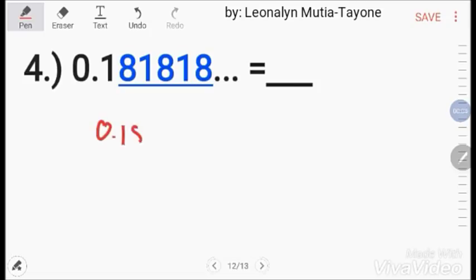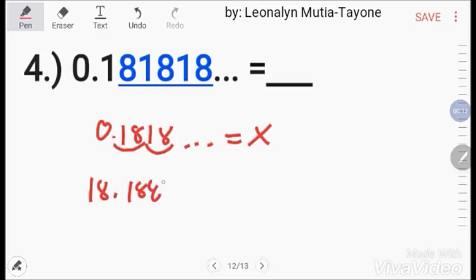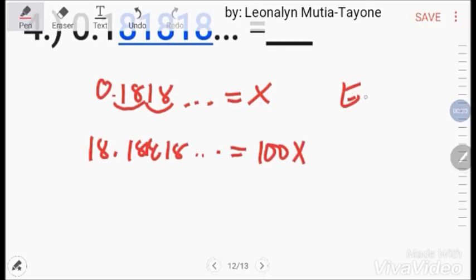So, let this 0.1818 and so on be our x. Dahil dalawa yan, ang laging paulit-ulit, mag-multiply tayo ng 100 para maging 18.1818. That is 100 ang minumultiply natin. Itong equation 1, at saka ito yung equation 2.